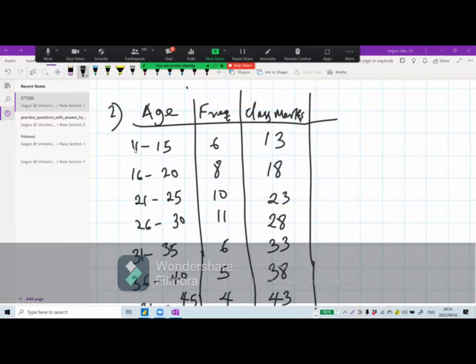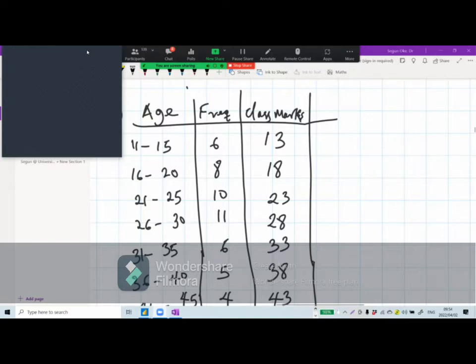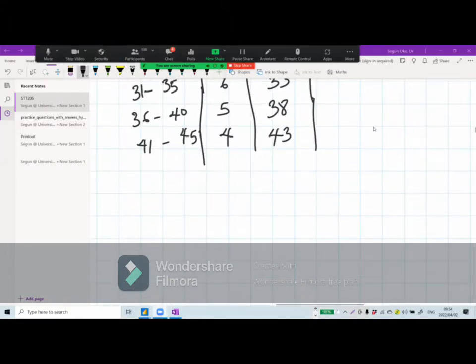Okay, this is 11, the lower age in this class. 15 is the highest. Add the two together. What do you have? 26, sir. 26 divided by 2 is what? 13. That is where you have it. The same thing all through. Is that okay? So let's move on.